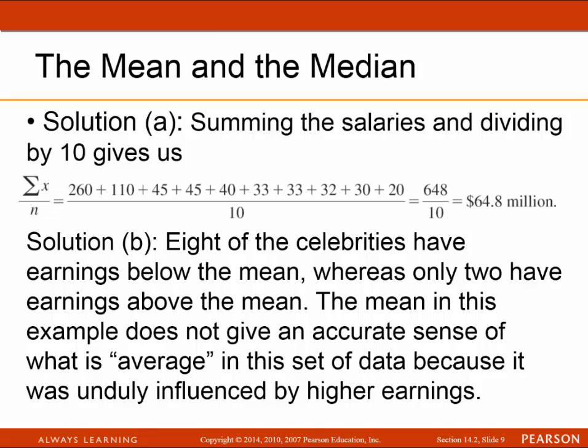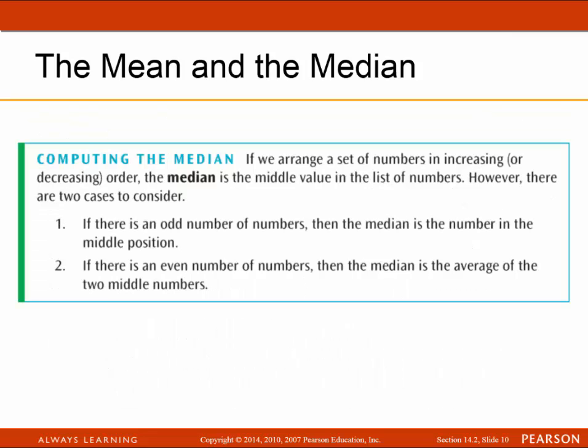So the mean of this example does not really give an accurate sense of what the average is for this data set, because it's influenced by higher earnings, which we call outliers. So in this case, a better measure would be what we call the median.